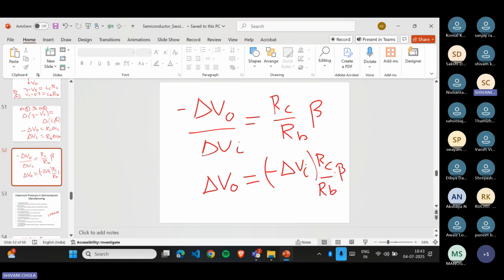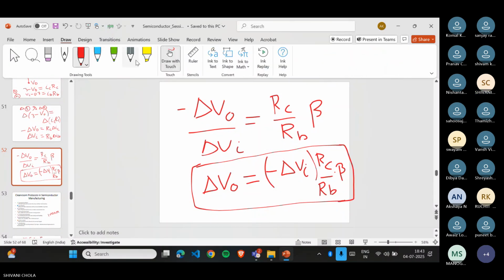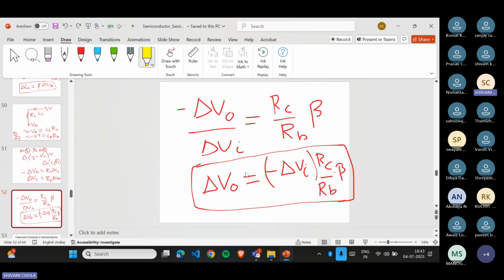And my friend, please note this equation in your book or whatever copy you have. This is a very important equation. So we have derived the equation between VO and VI. And don't worry, I'll also explain everything, like what the minus sign is doing over here. But till this point, is the derivation clear to all? Yes, sir. Clear.